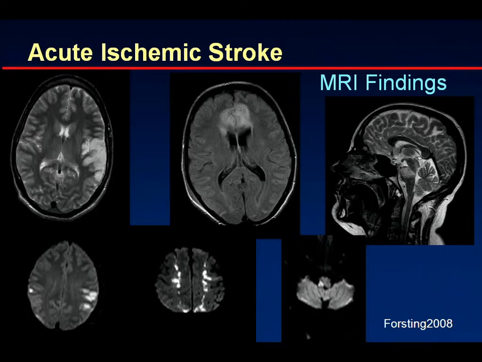And finally, something that is almost impossible to see on CT is this infarction in the brainstem, again, in a situation where you see on diffusion-weighted imaging an increased signal.